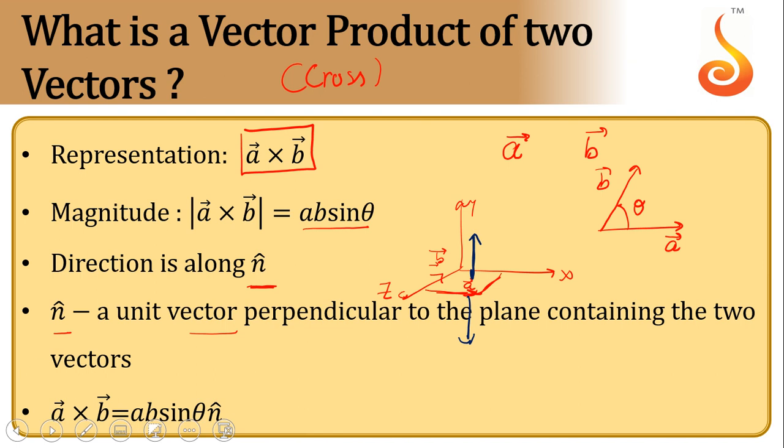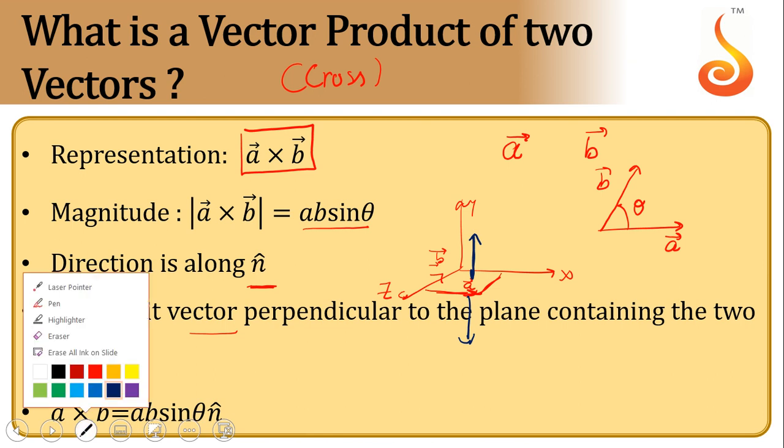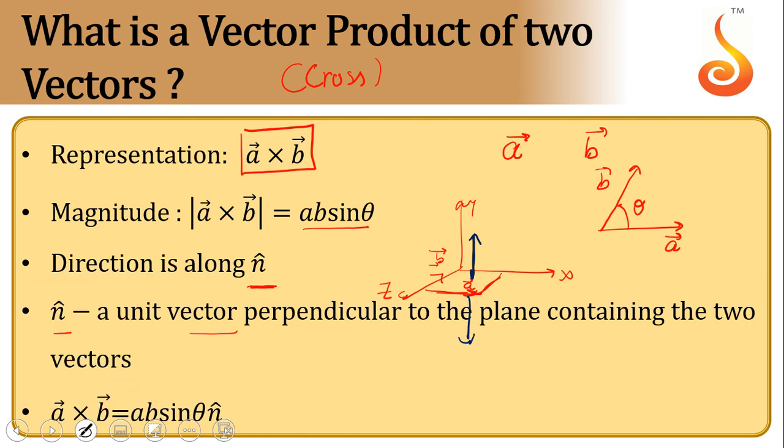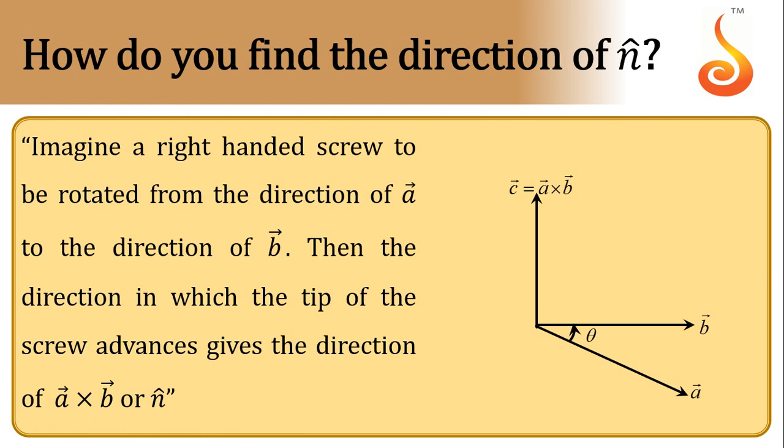But just keep in mind that the direction is given by n cap, that is a unit vector which is perpendicular to the plane containing the two vectors. So if I take that into consideration, A cross B is equal to AB sine theta into n cap. So this is how we represent a cross product. Now, how to get the direction of n cap?